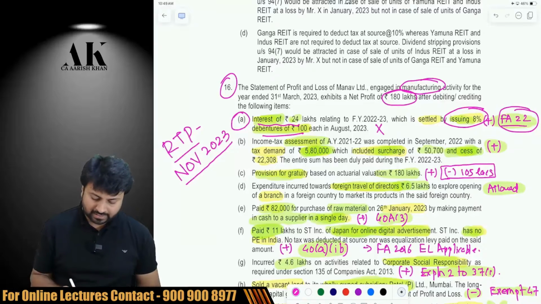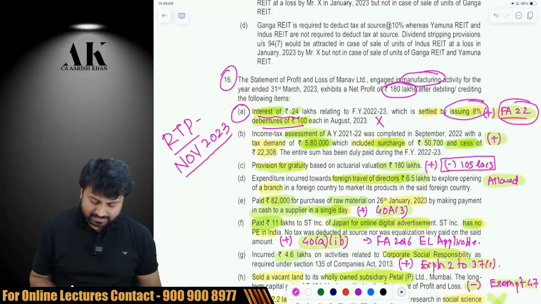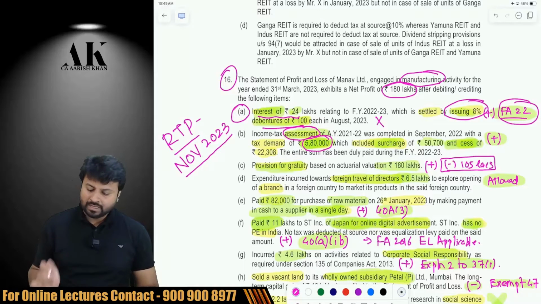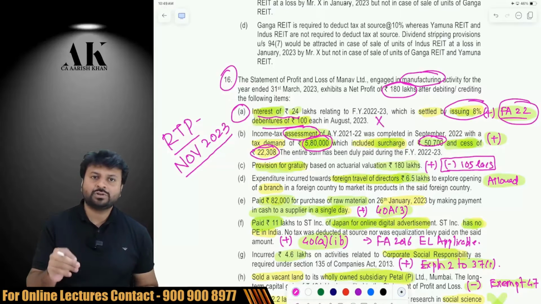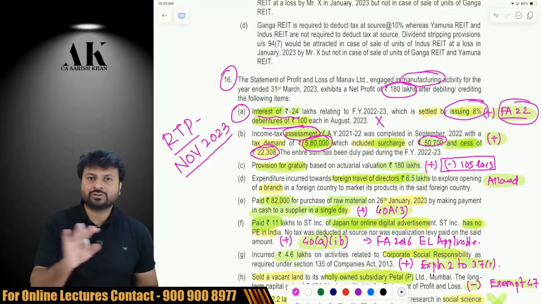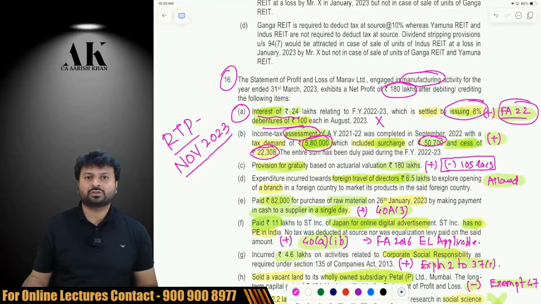Okay. Next one. The assessment of the assessee is done, and there is a demand of 5,80,000 on the assessee, which includes surcharge and cess. Whether this will be allowed as deduction. Finance Act 2022 has again clarified that the disallowance of income tax will include surcharge and cess also. You will not get the deduction of surcharge also. You will not get the deduction of cess also. It is an amendment made by Finance Act 2022.